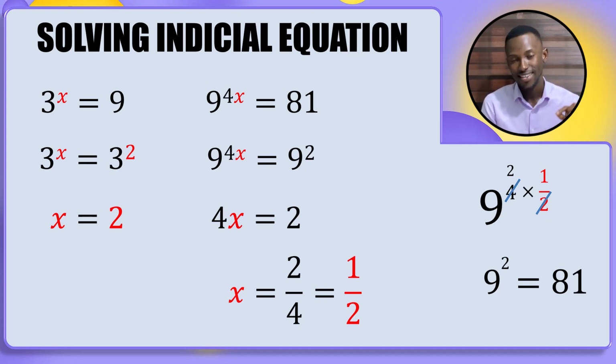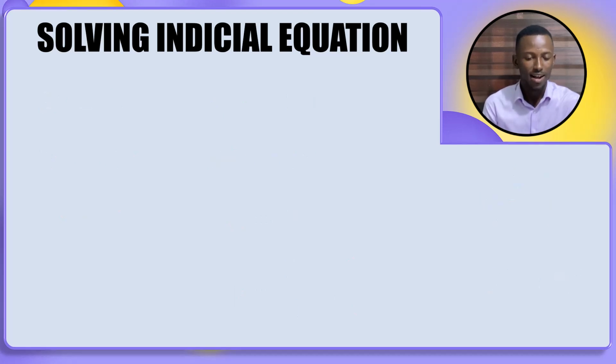And 9 to the power 2 is the same as 9 times 9, which gives us 81. So you can see and verify that our answer, which is 1 over 2, is actually the correct answer. Because if you put the x into the original question at the top, you realize that 9 to the power 4 times 1 over 2 will give you 81. So that's one way of verifying your answer. Okay. I think there's another question, maybe the last one.